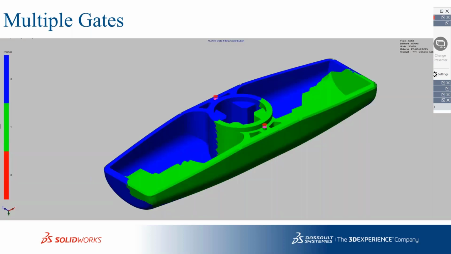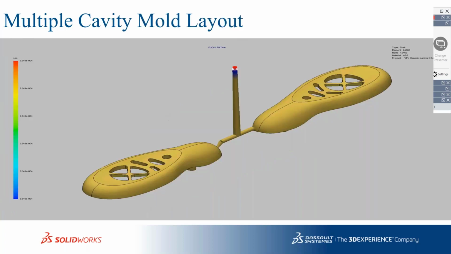And this gives me the filling contribution of each gate. How uniform it is, or whether we have to do adjustments, we can see. And this is for the multiple cavity mold layout, the runner system. All these things can be easily built inside SolidWorks Plastics and can be expedited.